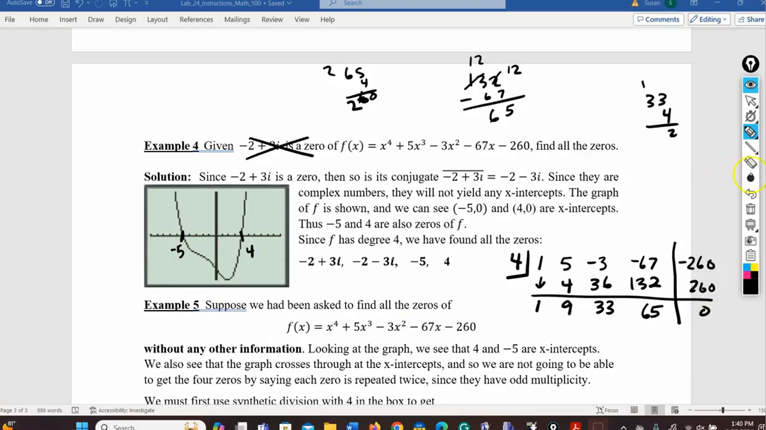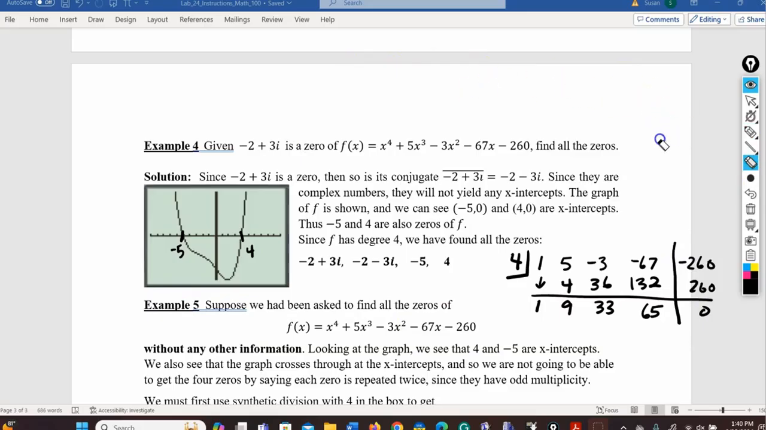So I can now write f of x as, I'll do it up here, the divisor, x minus the number in the box, times the quotient. So here's the bar, that's my constant, my coefficient for x, x squared, and x cubed.